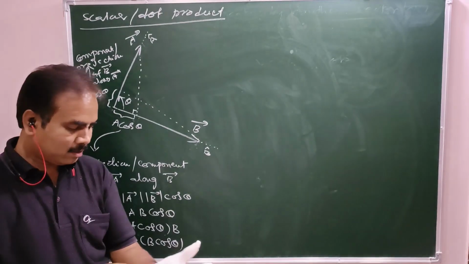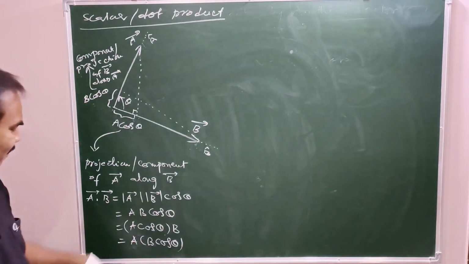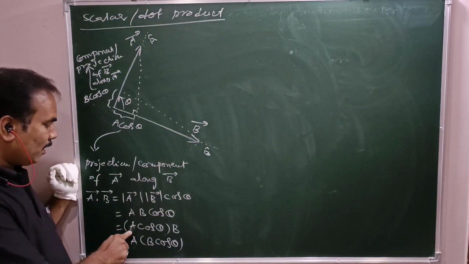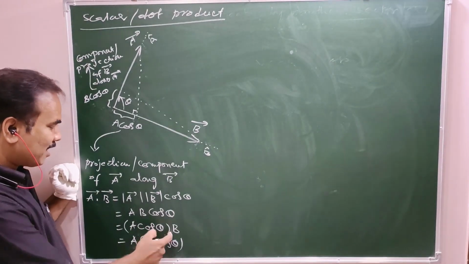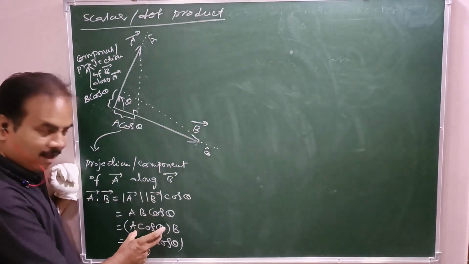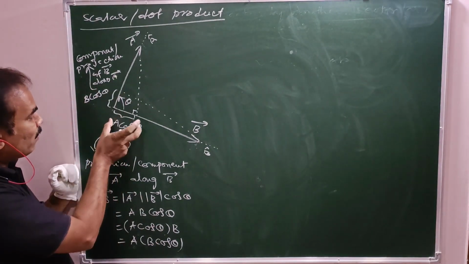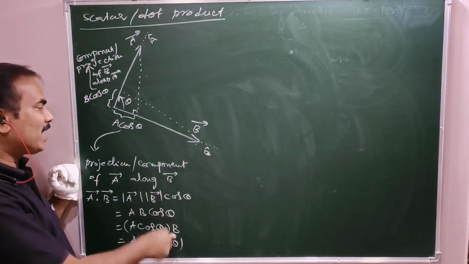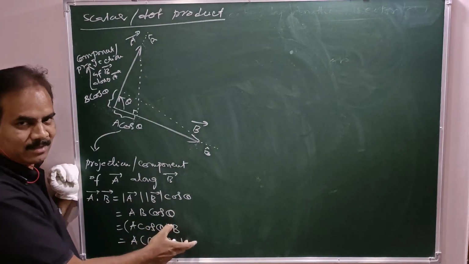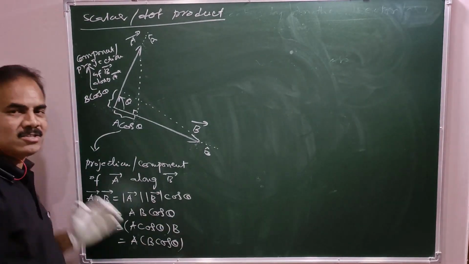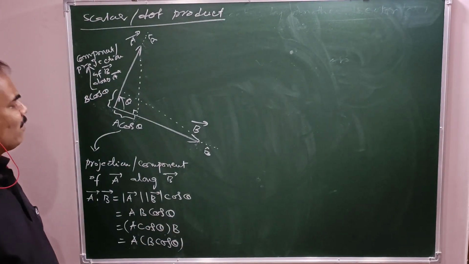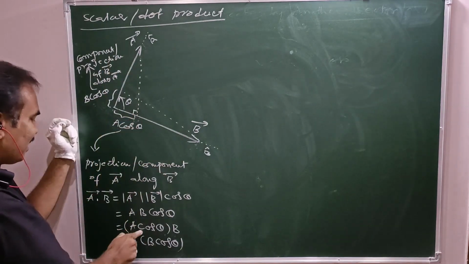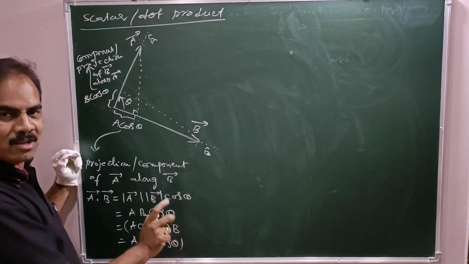So how can you define it in another way? The dot product of two vectors can also be measured as the component of one vector along another vector multiplied by the magnitude of the other vector, that is A cos theta into B, otherwise A into B cos theta. Simply, once again, see, A cos theta is the length of A bar along B bar, A cos theta into the total length of B bar, that's all.